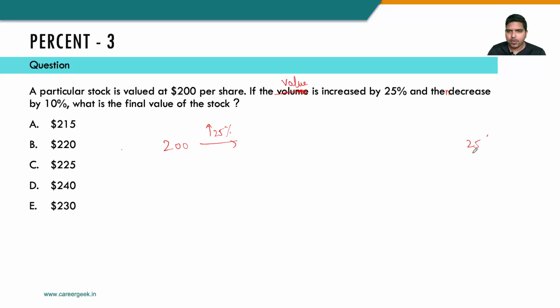So 25% of 200 is 50. So the value after the 25% increase is going to be 200 plus 50, which is 250. And then decrease by 10%. We know what 10% of any number is, one decimal place. So the final value is going to be 250 minus 25, since 10% of this is 25. So we will get the value as 225. Like I said, those standard percentages, 10% and 1%, will help us in a lot of calculations.